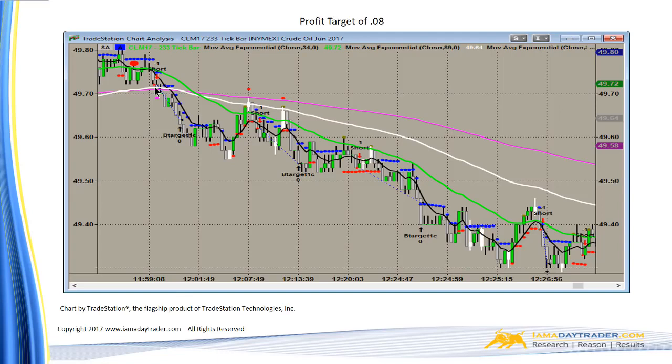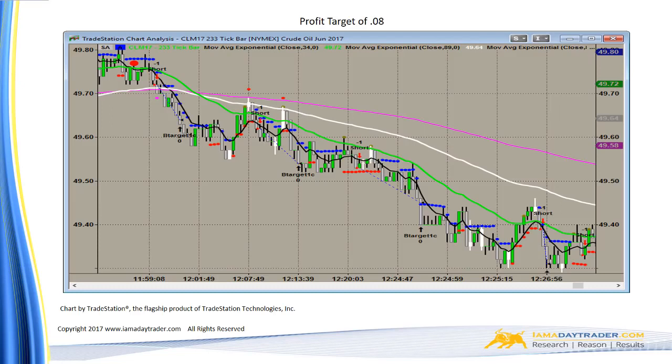Here I'm showing you a couple of trades based upon a 34B. We have a bearish trend and we're now having closes underneath the 8 exponential. We're going short on several possible trades. I'm showing you in this particular case a profit objective of 8 cents, basically a fixed amount.